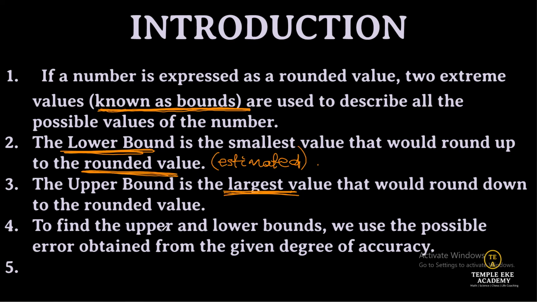Now, to find the upper and the lower bounds, we use the possible error obtained from the given degree of accuracy. So we must get the possible error, and that possible error we're going to find from the given degree of accuracy. So let's see how that is done.